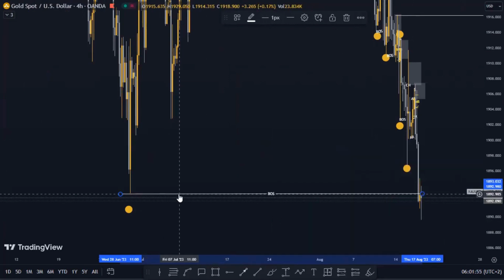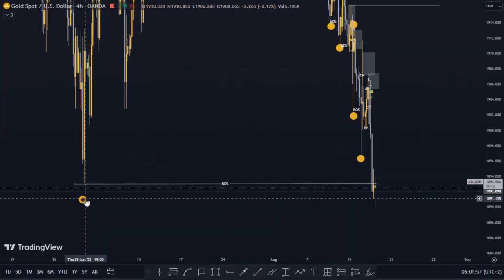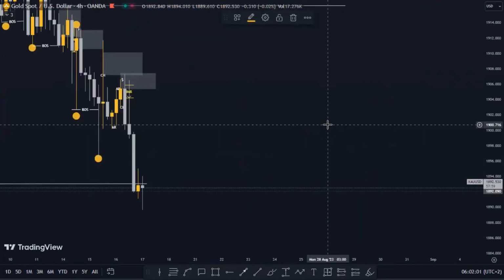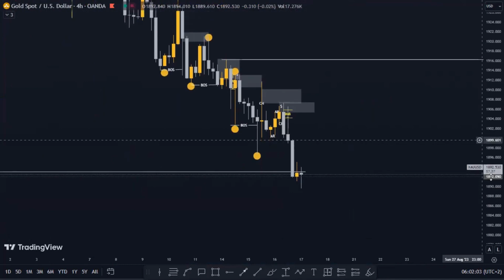So I was just looking at this as a liquidity point. Yes, we've taken that liquidity, but things have changed now. So this to me looks like a liquidity point. I mean, a break of structure.